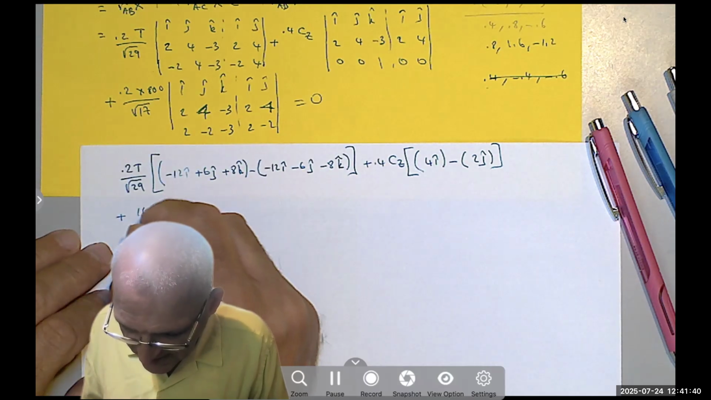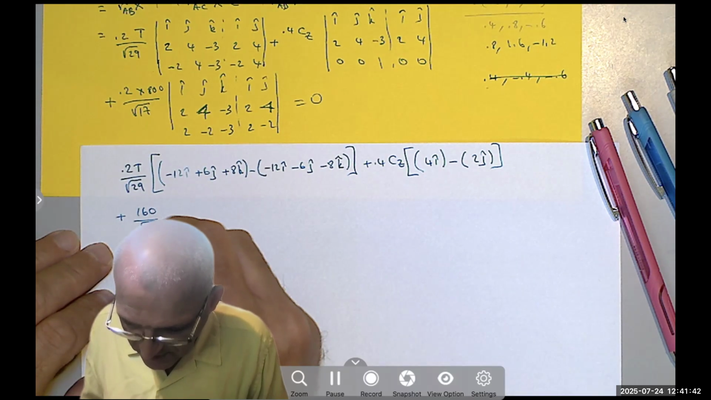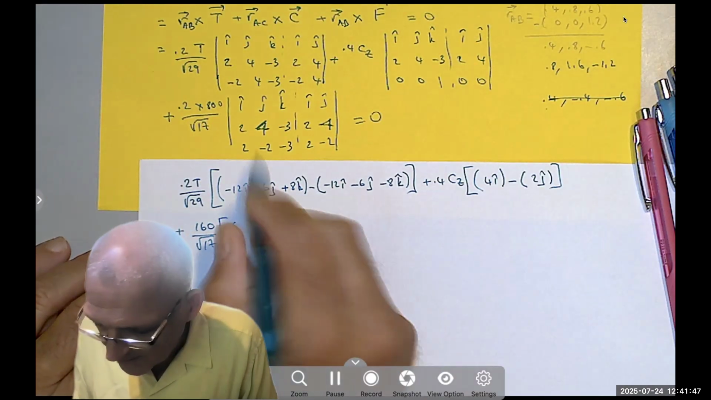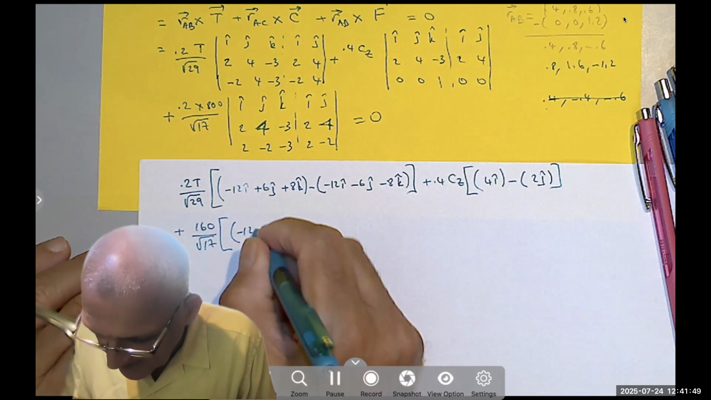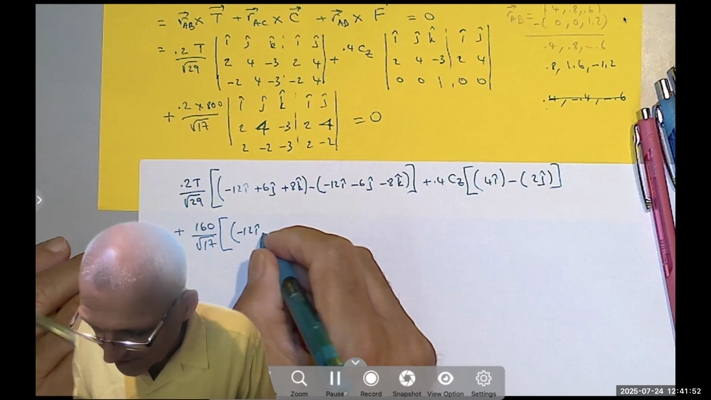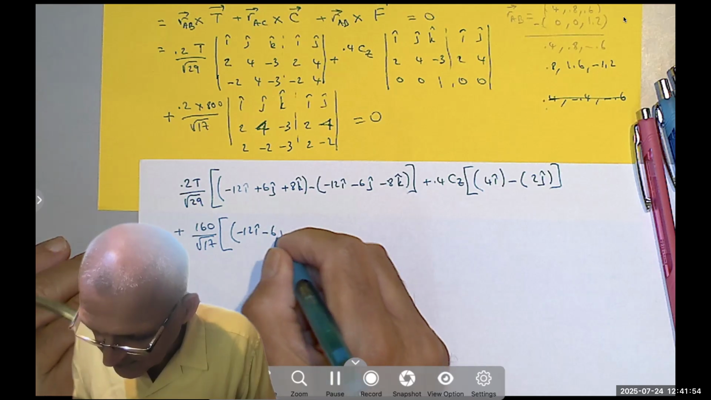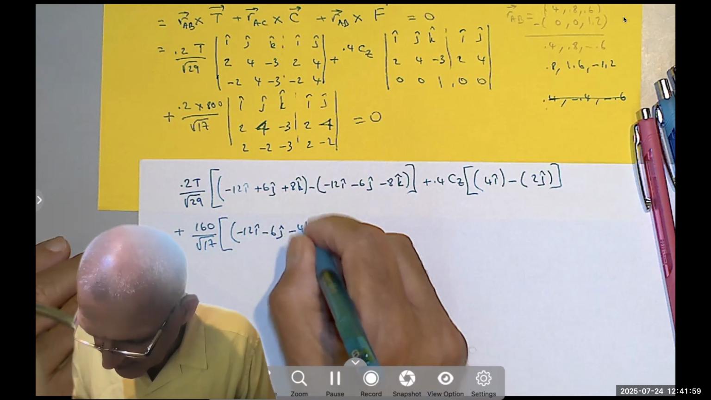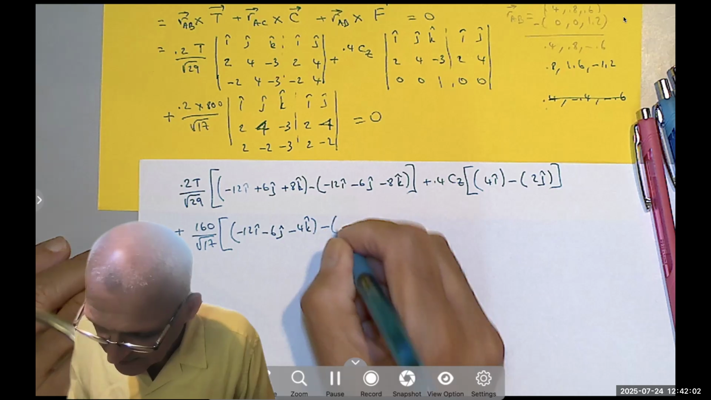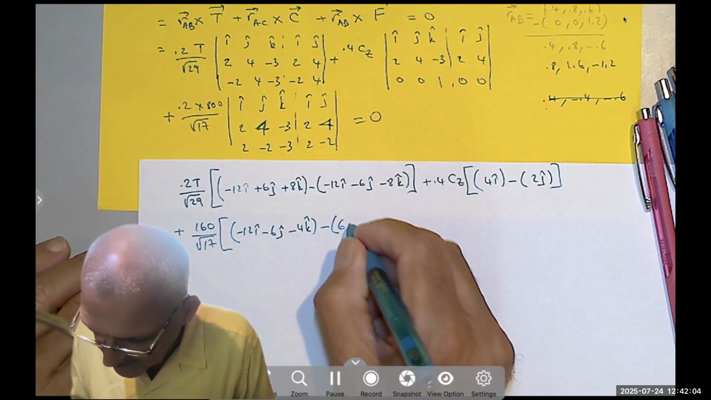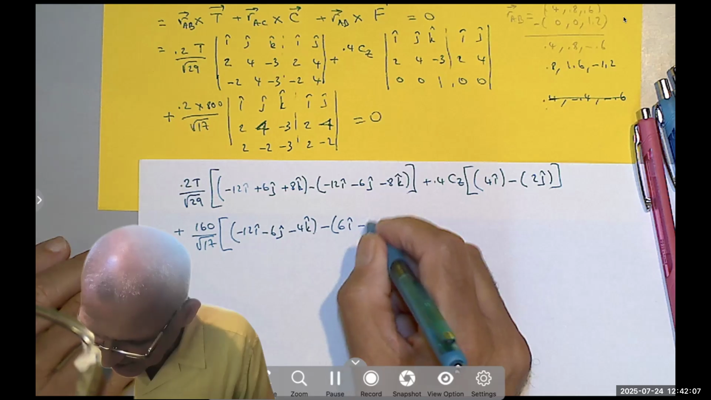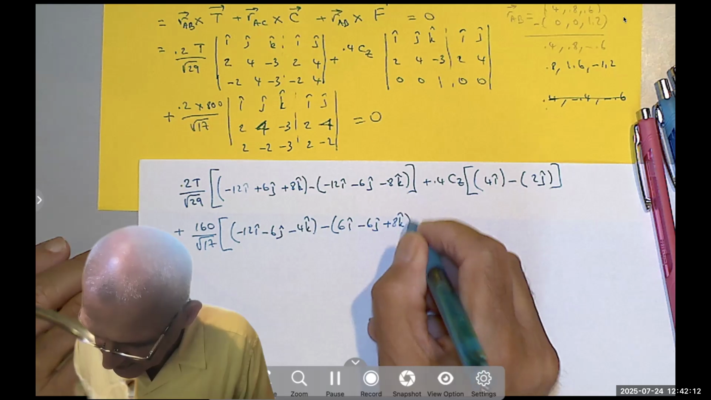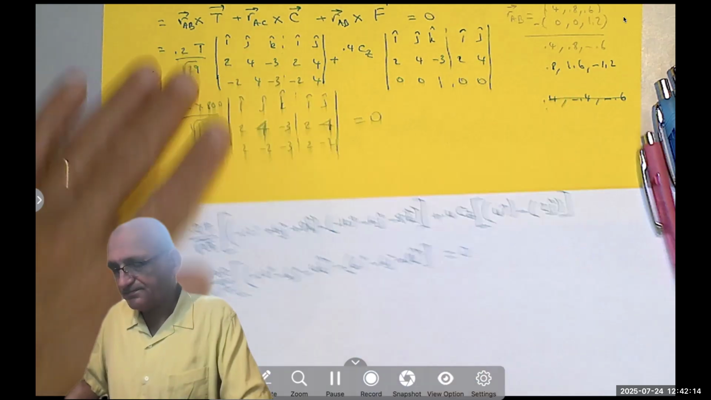Plus 160 over root 17, 0.2 times 800, times -12i minus 6j minus 4k minus 6i -6j positive 8k equals 0.